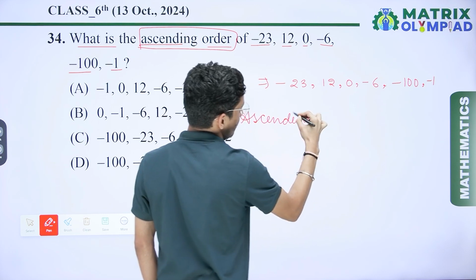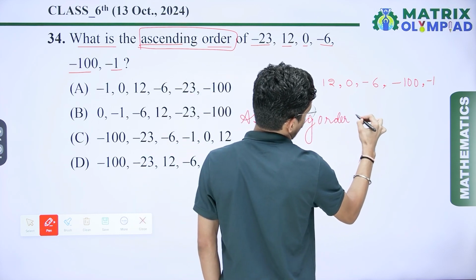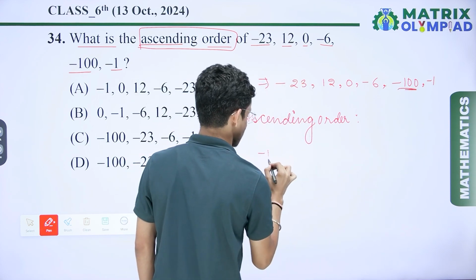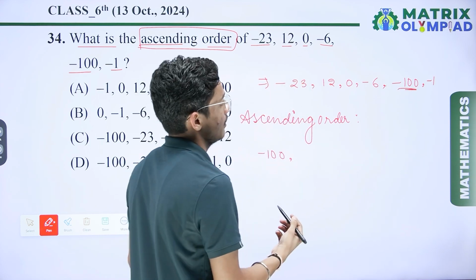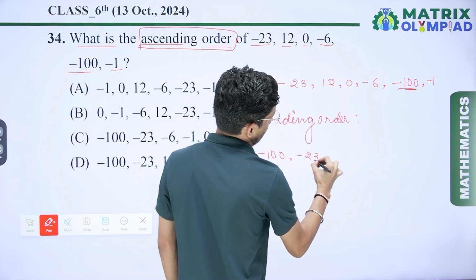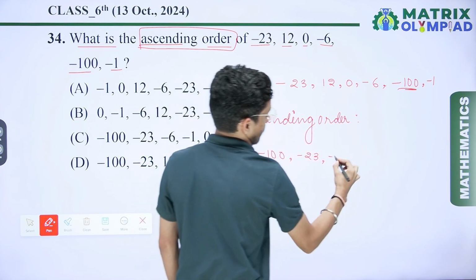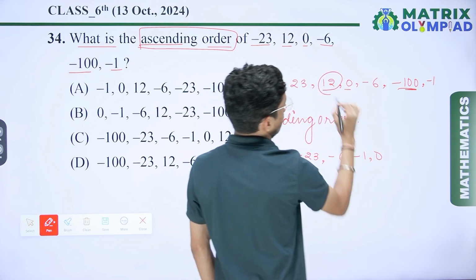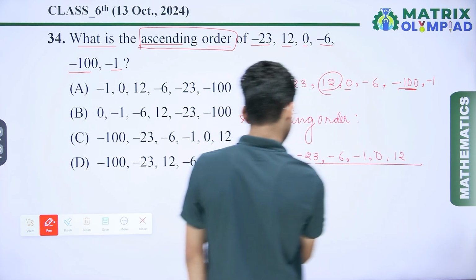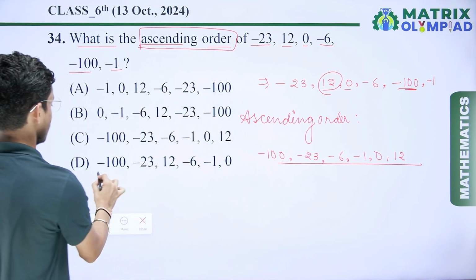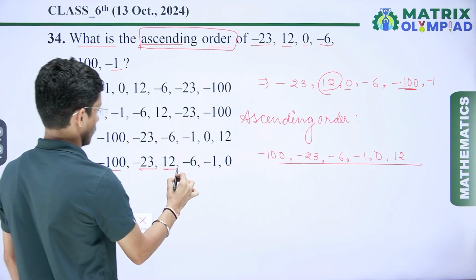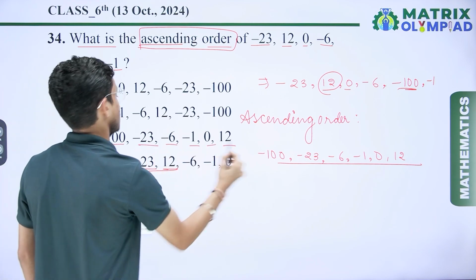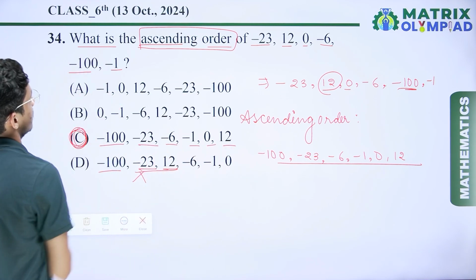We have to arrange in ascending order. So for ascending order, check the smallest number, that is minus 100. So here I write minus 100, comma, then minus 23, comma, then minus 6, minus 1, 0, then 12. So check which option is correct. Minus 100, minus 23, minus 6, minus 1, 0 and 12. So here I can say that option number C is the correct answer.